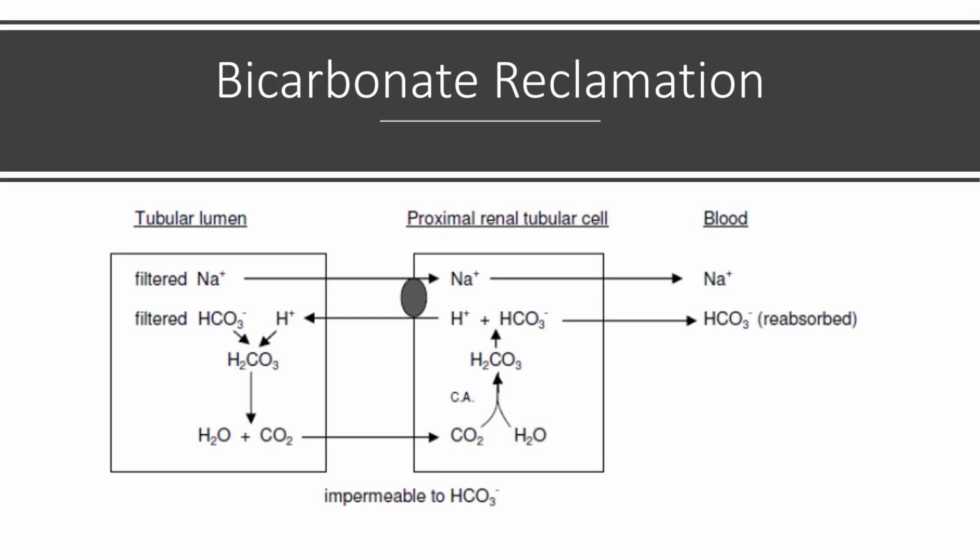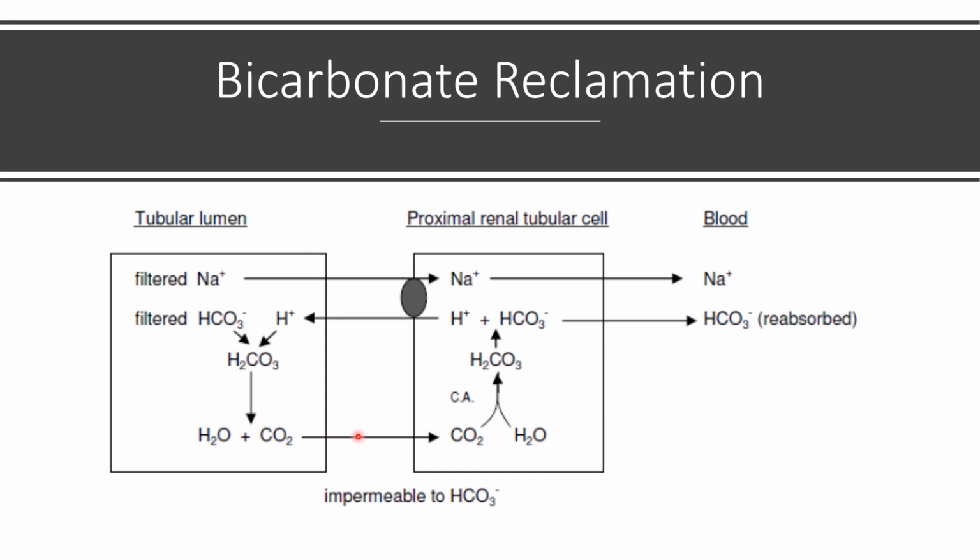In order to answer the question, I want to quickly revise bicarbonate reclamation. In bicarbonate reclamation, which occurs in the proximal renal tubule, filtered bicarbonate, which is unable to penetrate this lumen into the renal tubular cell, combines with hydrogen ion to form a carbonic acid which dissociates to water and carbon dioxide.